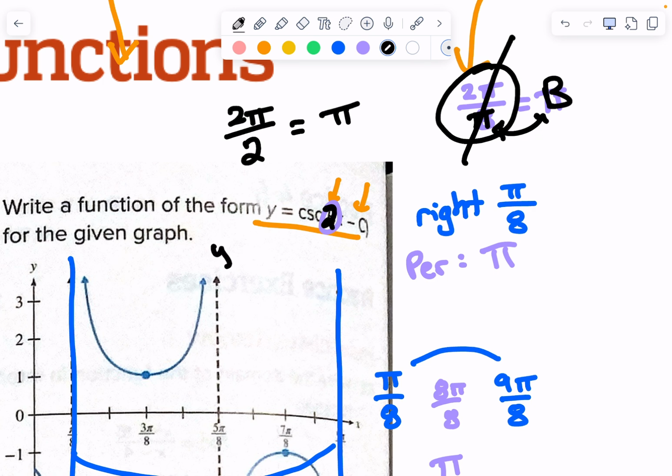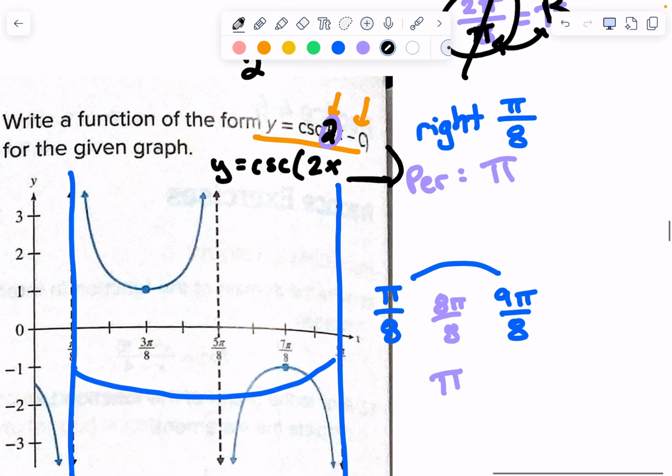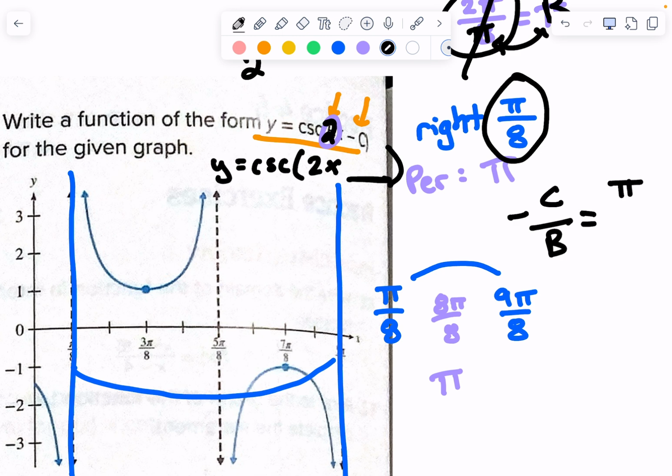So right now we are at y equals cosecant of 2x minus c, and I have to figure out what the c part is. That's the last thing. Now, I'm going to the right pi over 8. That's how I'm shifting it. So negative c over b has to be equal to pi over 8. Negative c over b is equal to pi over 8. But we know what b is. What's b? 2. So how do I solve for c in this case?